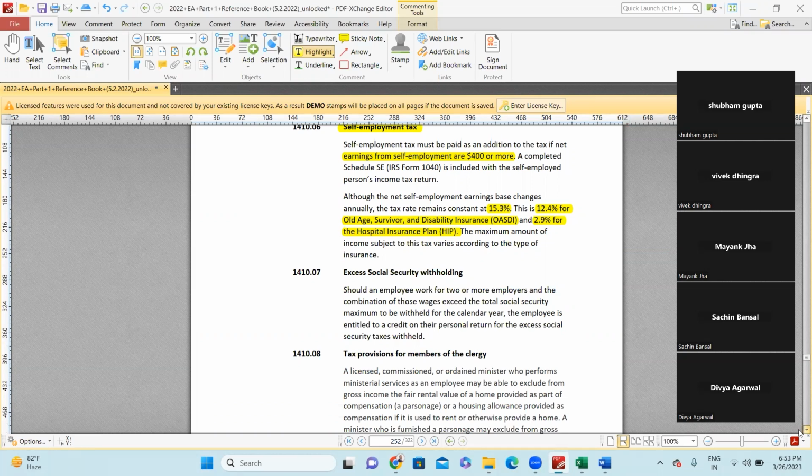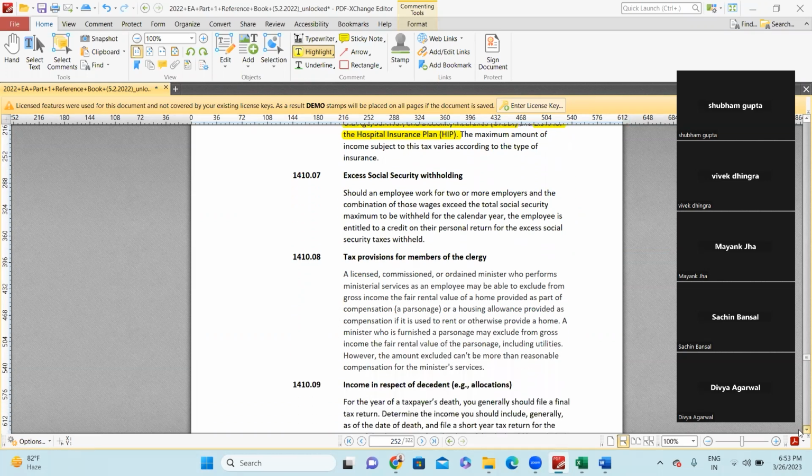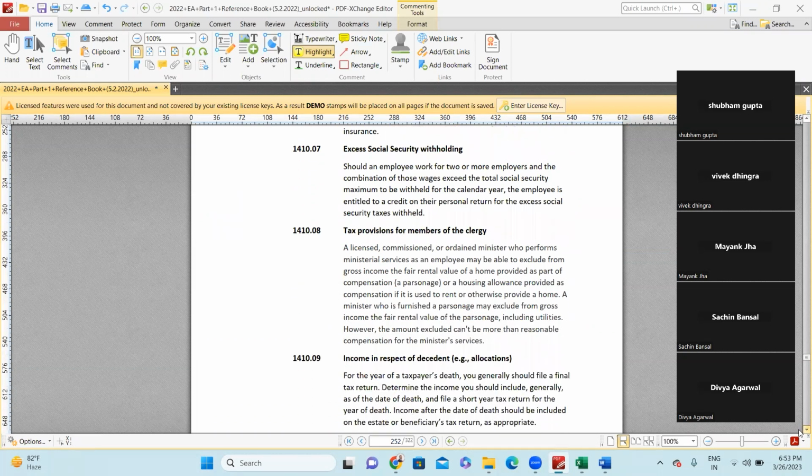For example, in the US it is very common that people do multiple jobs, right? In the same way, in India we do freelancing. Freelancing people also do multiple tasks for multiple employers, or you can say multiple companies. In the same way in the US, it is very common that people work with multiple employers. So when you work with multiple employers, there might be a possibility that the employer, being conservative from the tax compliance side, deducts and deposits more Social Security, right?